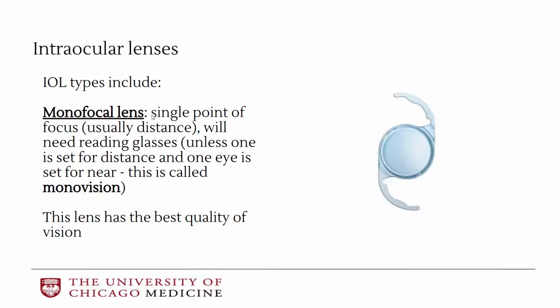Usually patients will select to be in focus at distance so that they can see far away, for example, so that they can drive without needing to put on glasses. They can watch TV, they can read the clock on the wall, they don't need to put on glasses. Those patients will need reading glasses. Now there is another option, which sometimes we go for, in which one eye is set as the far away eye and one eye is set as the close-up eye, or the reading eye, or the computer eye. And this is something called monovision.